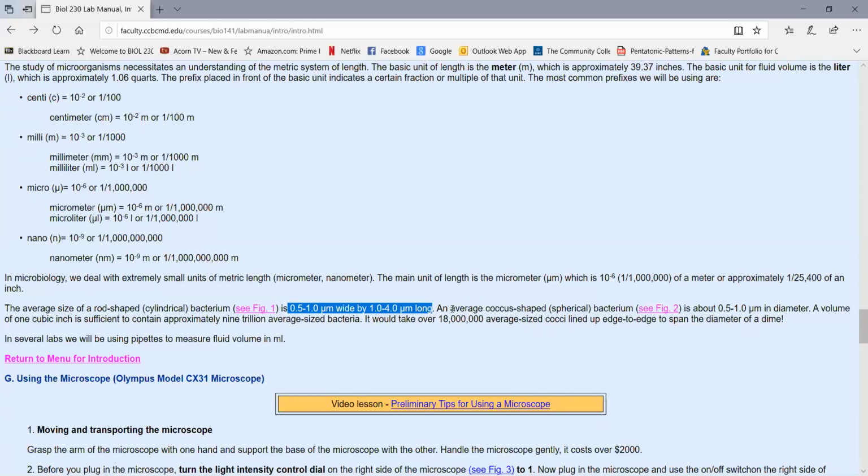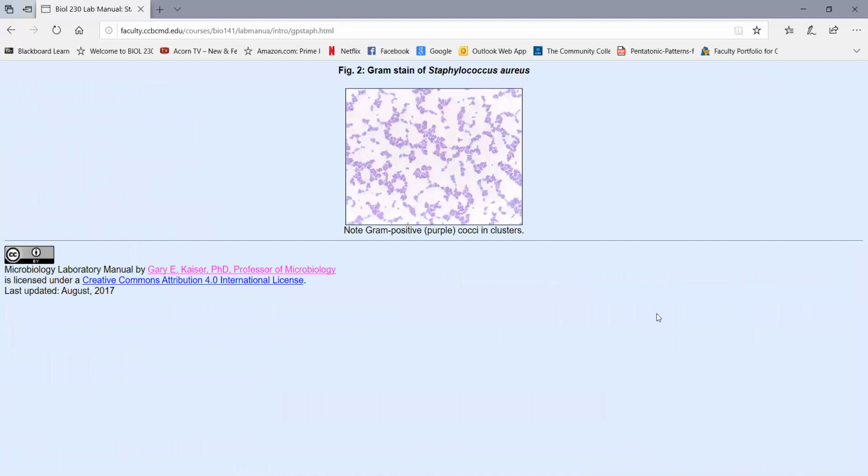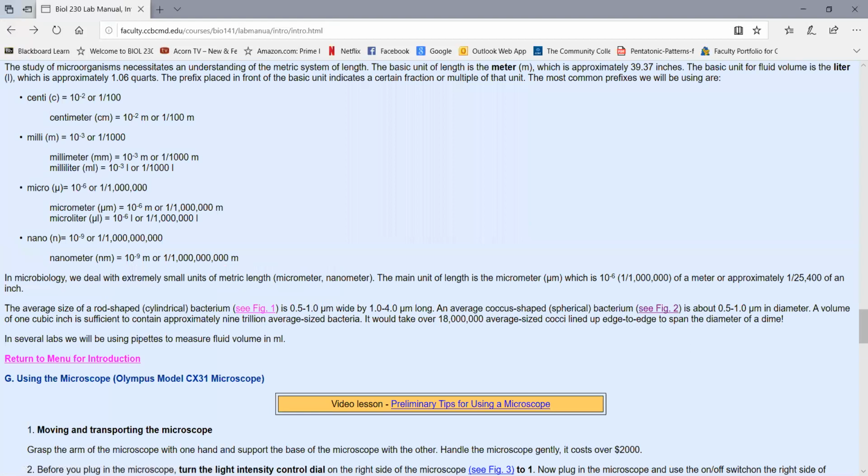An average coccus-shaped bacterium, that's a spherical bacterium, like a single staphylococcus shown in figure 2. Now we'll see in lab 1, this is one of the arrangements of cocci called a staphylococcus arrangement, because staphyle means grapes. They look like grape-like clusters under the microscope. But if we look at just one coccus in that cluster, a single bacterium, then a single coccus typically has a diameter of about 0.5 to 1 micrometer.